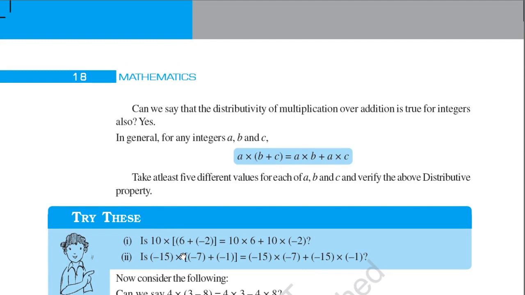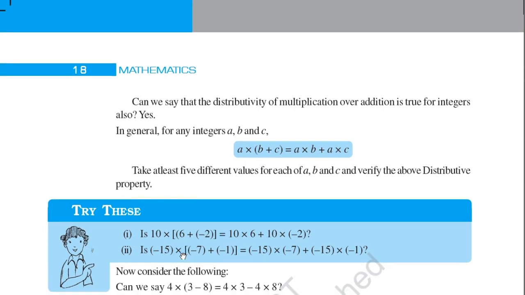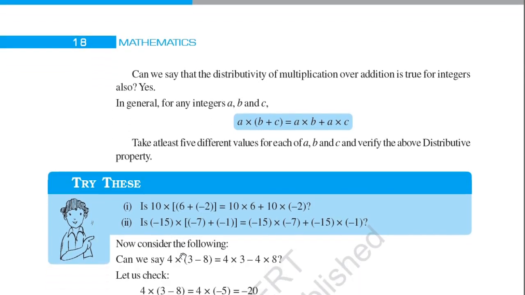Also, yes. So in general, for any integers a, b and c, a into (b plus c) is equal to a into b plus a into c. A gets inside and it is multiplied by b, and a gets multiplied by c. In the middle it will be plus. So you can see here plus is here, a gets multiplied by b and a is multiplied by c.